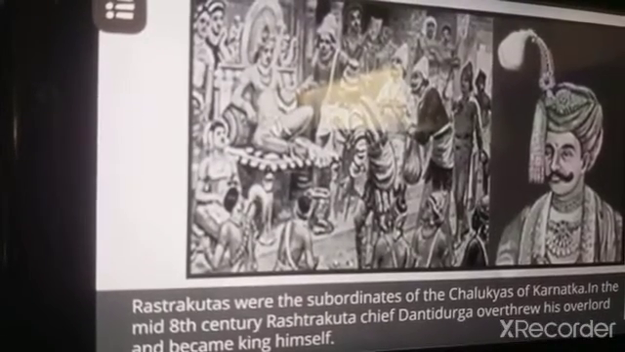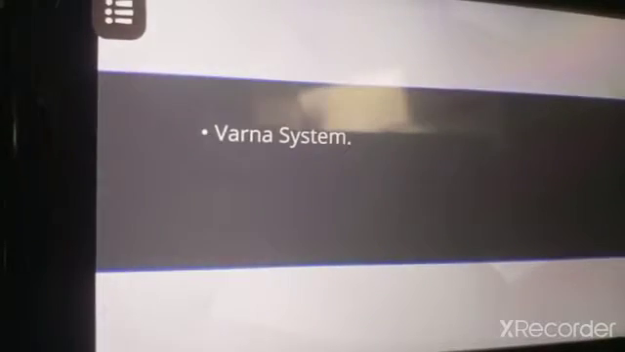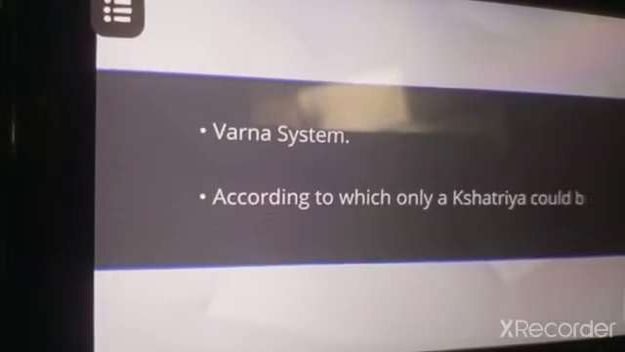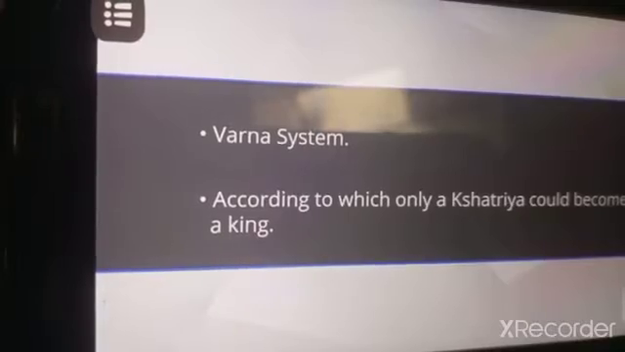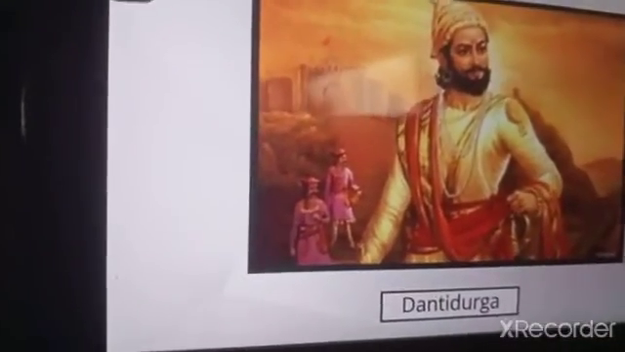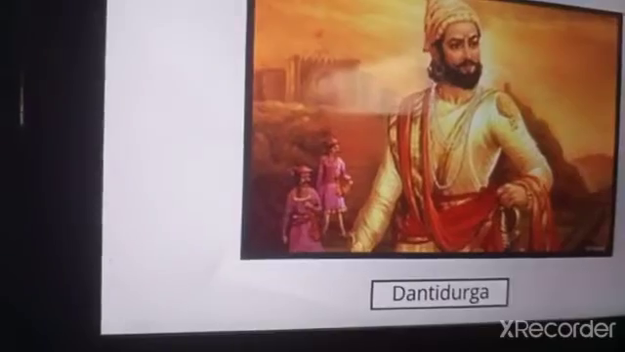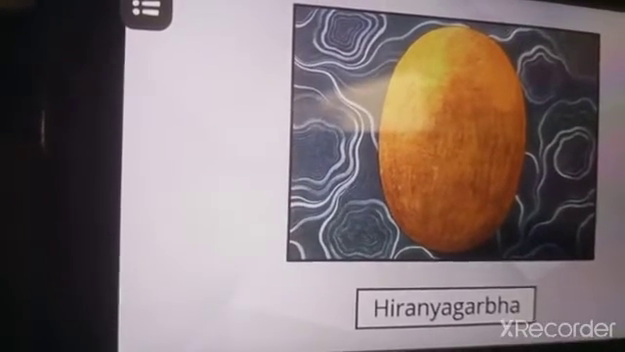Children, in class 6, we read about the Varna system, according to which only a Kshatriya could become a king, and Danti Durga was not a Kshatriya. Children, he performed a ritual called Hiranyagarbha with the help of Brahmanas. Hiranyagarbha literally means the golden womb. Children, it was a kind of religious ceremony. It was believed that those who performed this ritual would become Kshatriyas.